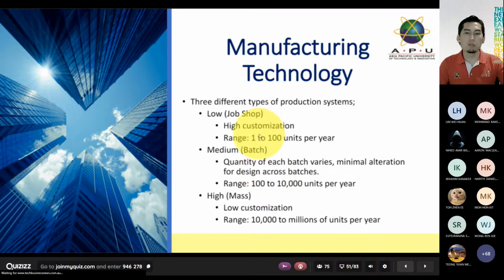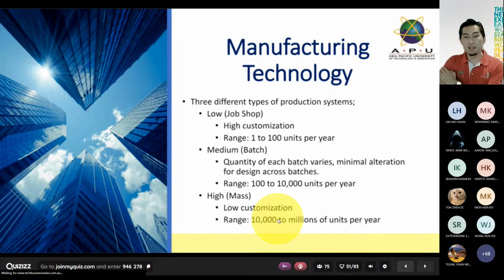evidently the middle between high customization and low customization. It's called batch production, basically. Quantity of each batch may vary, with minimal alteration of design across batches. You can build between 100 to 10,000 units per year. So anything from 0 to 100 is here, 100 to 10,000 is here, and anything above 10,000 falls under this.